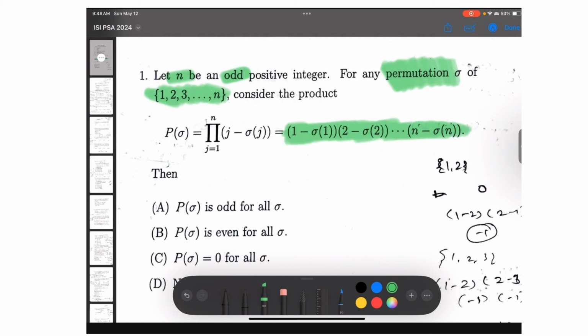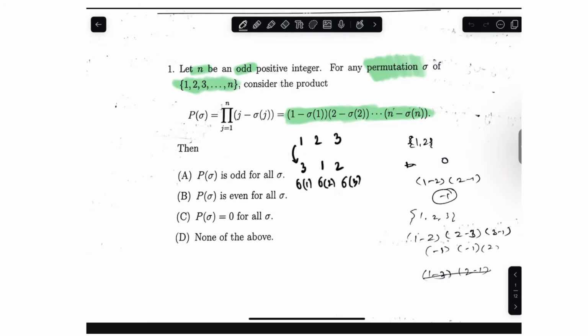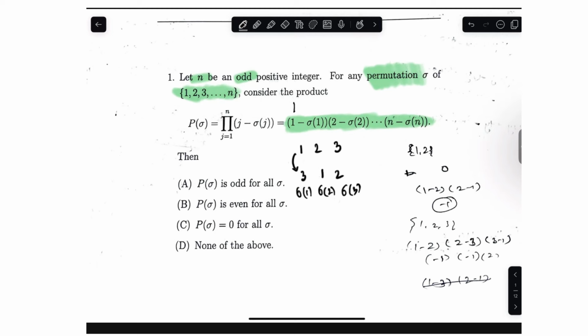As an example, let's say you have 1, 2, 3, and you're doing a permutation. All of you know permutation is nothing but rearranging, so rearrange the numbers out here. Let's say you rearrange it like 3, 1, and 2. So this 3 is sigma of 1, this 1 is sigma of 2, and this 2 is sigma of 3. This is a permutation. So the basic idea is, what is this? This is 1 minus 3 times 2 minus 1 times 3 minus 2. So this is the definition of the problem.